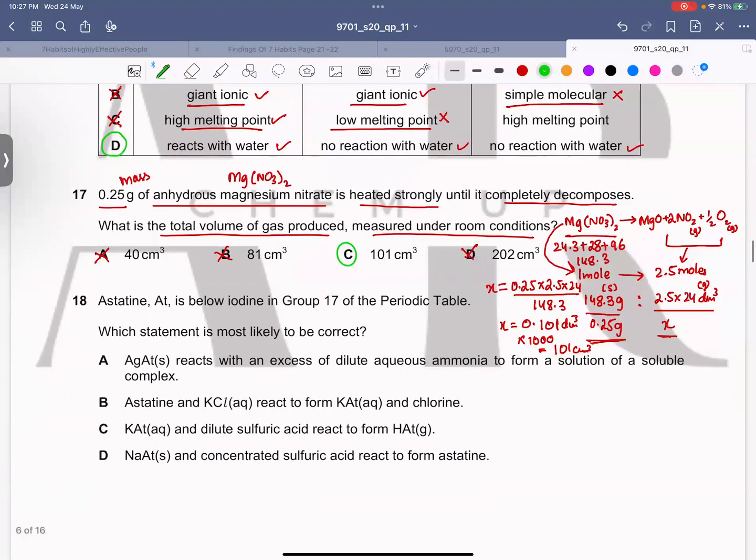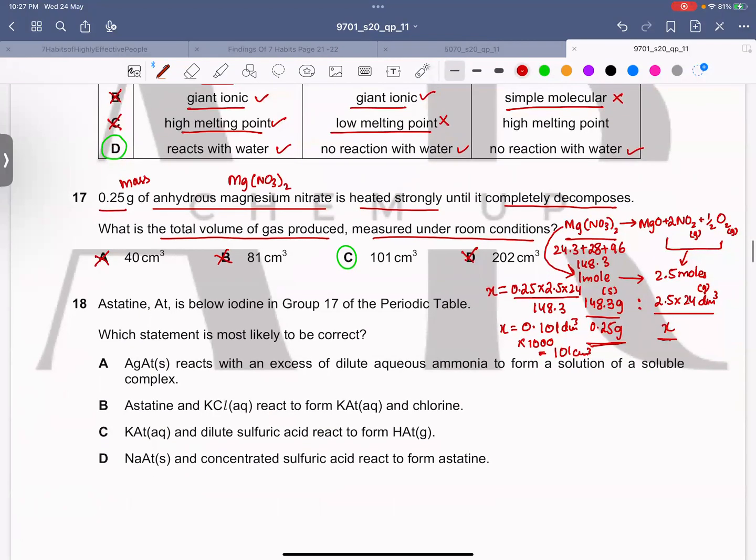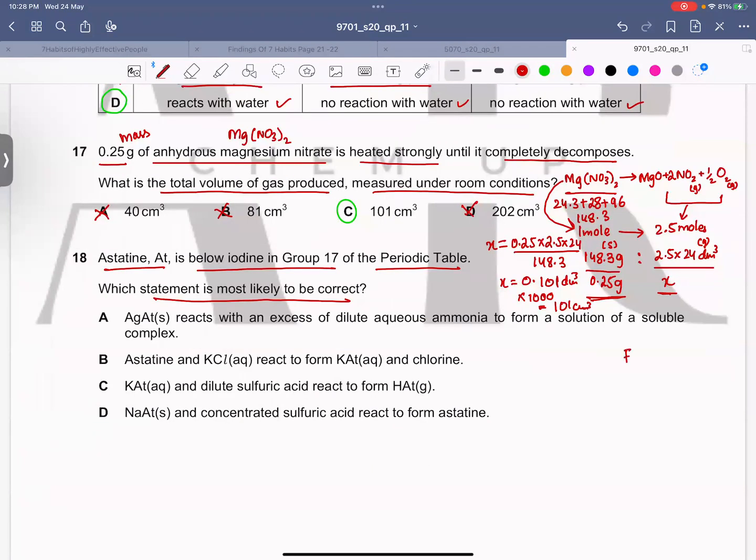Now, question number 18. Astatine is below iodine in group 17 of the periodic table. Which statement is most likely to be correct? If you look in the periodic table in group 17, from period 2 there is fluorine, then chlorine, then bromine, then iodine, and then astatine.